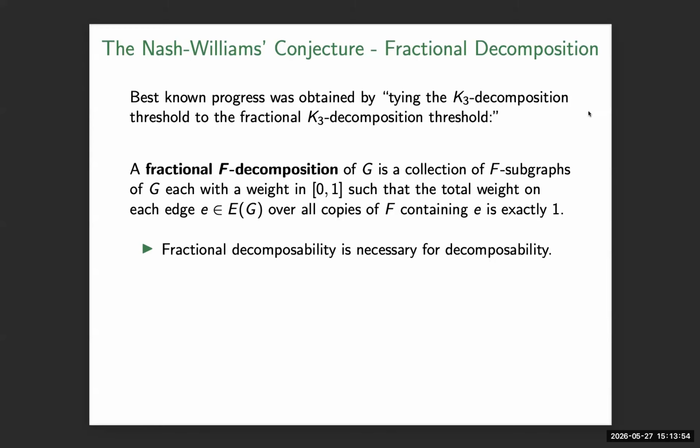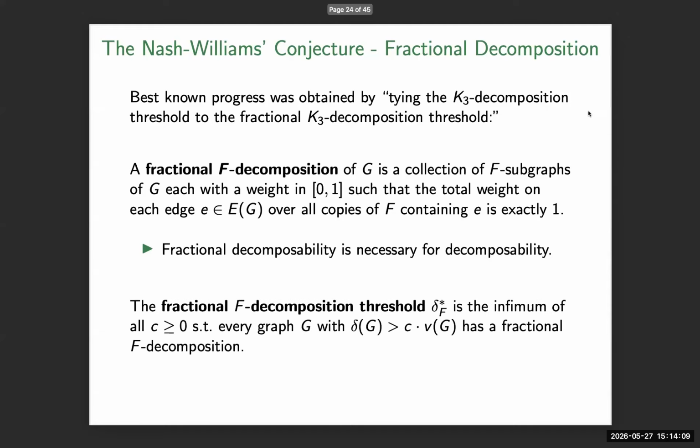And as a little bit of a sanity check here, fractional decomposability is necessary for decomposability because a decomposition is a fractional decomposition where all of the weights are exactly 1. Well, with that, we can then define the fractional F decomposition threshold, which we'll denote as delta sub F raised to the star, as the infimum of all positive constants C, such that every graph G with minimum degree greater than C times its number of vertices has a fractional F decomposition.